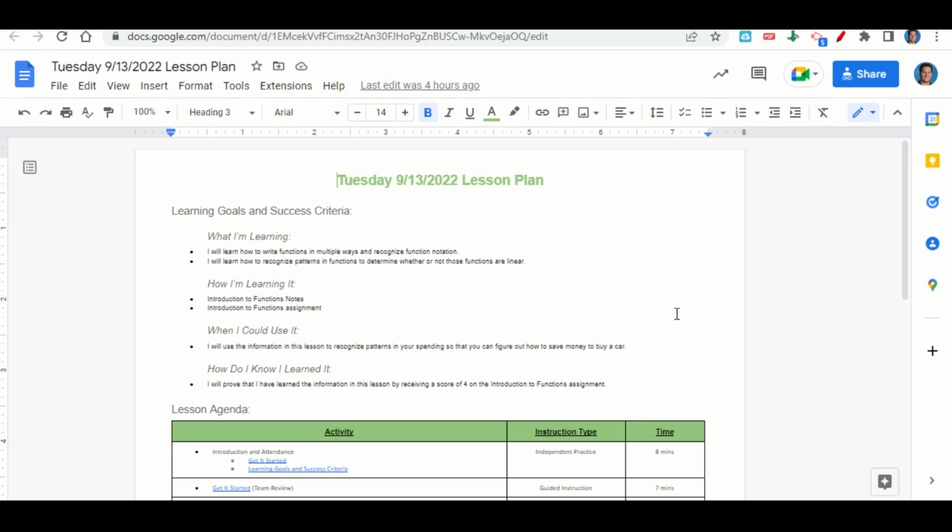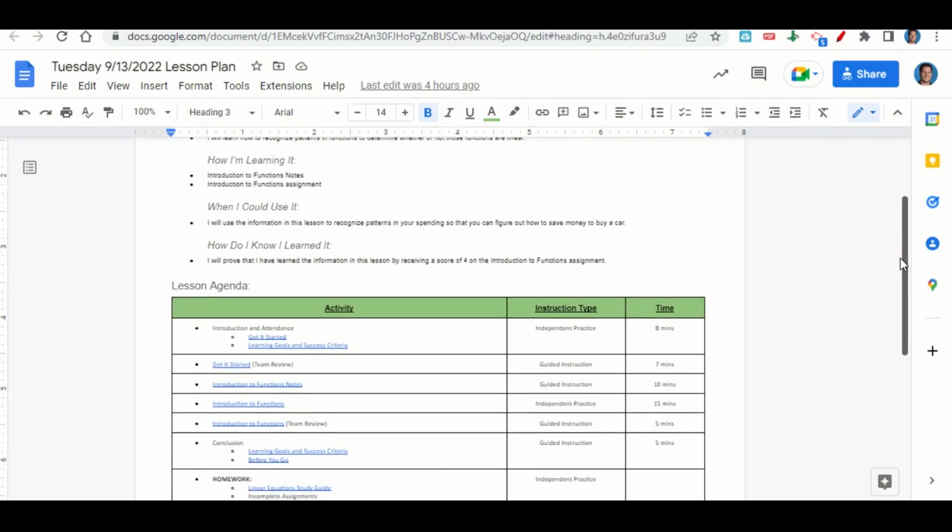How are we learning it? Through the Introduction to Functions notes and the Introduction to Functions assignment. When can we use this information? To recognize patterns in your spending so that you can figure out how to save money to buy a car. How do you know you learned it? By getting a score of 4 on the Introduction to Functions assignment.